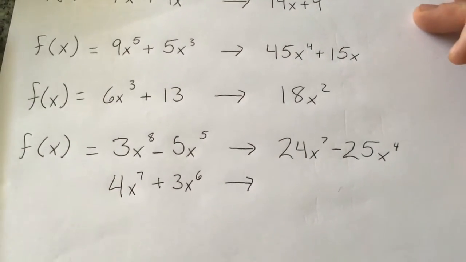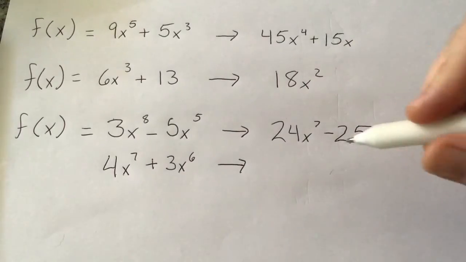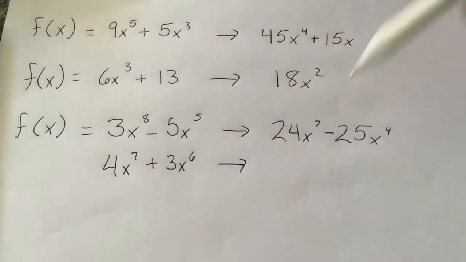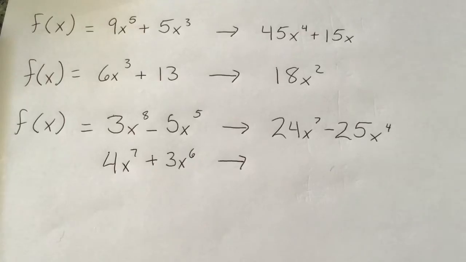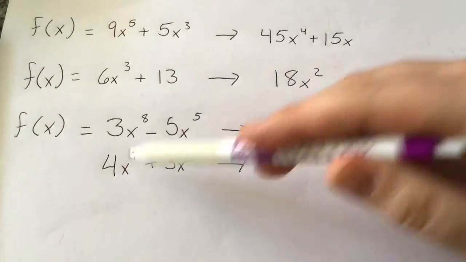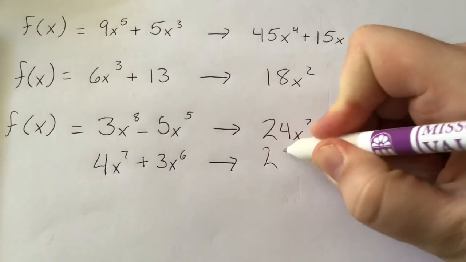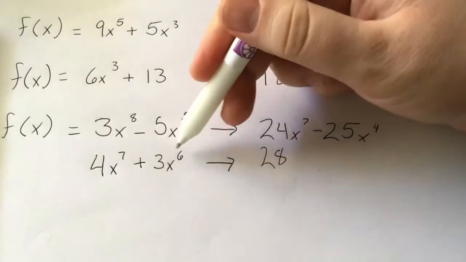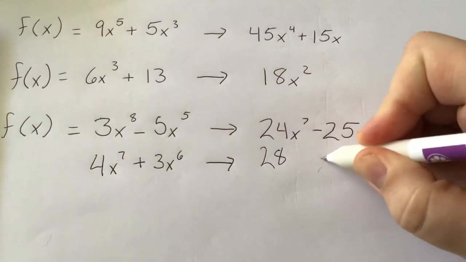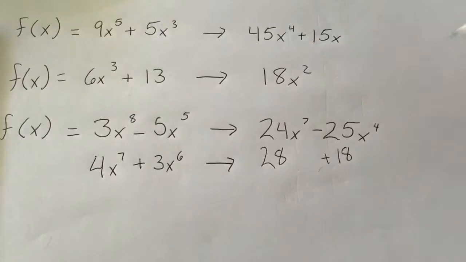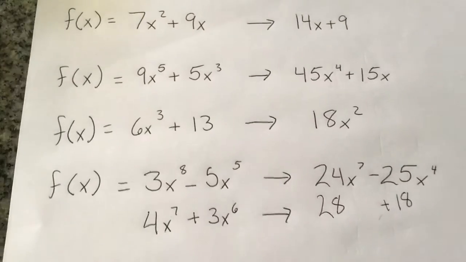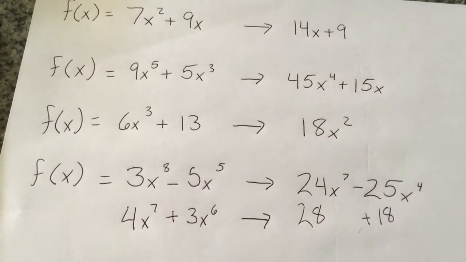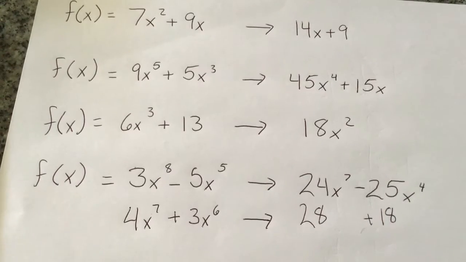So we can probably presume with this new function what the coefficients at least are going to be, and then we'll talk about the variables next. 4 times 7, well, that's going to be 28. 3 times 6, that's a positive 18. So we know the coefficients, but what are the variables going to be? So that's what we're going to look at next.